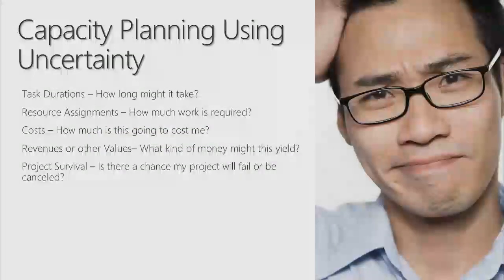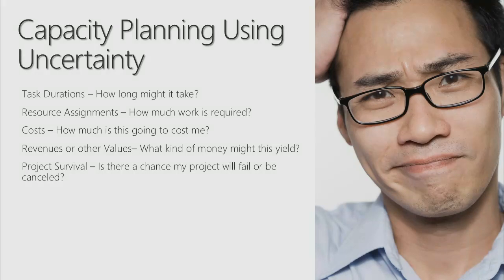So where can I plug in this uncertainty? I used a few examples. Task durations is a big one. How long is it going to take to do these tasks, these phases? I can put a range on that. Another one's resource assignments. Maybe my tasks are set. I know it takes 20 days to do this phase, but how many people is it going to take to make sure it gets done within those 20 days? I could put some uncertainty around the effort.